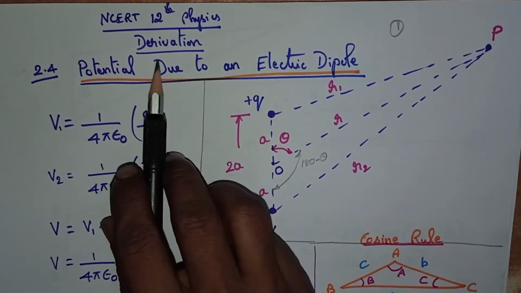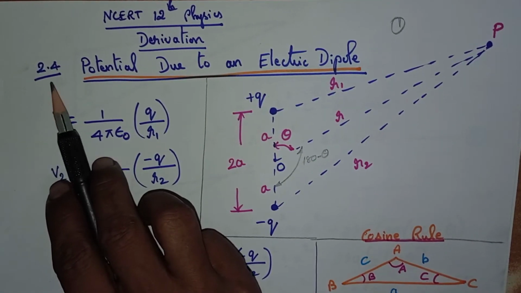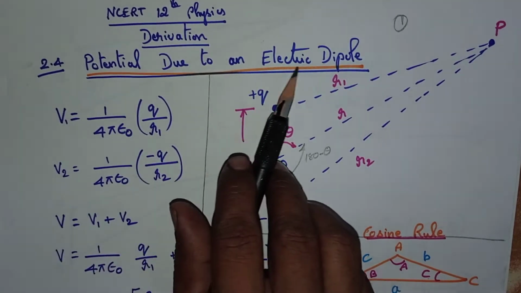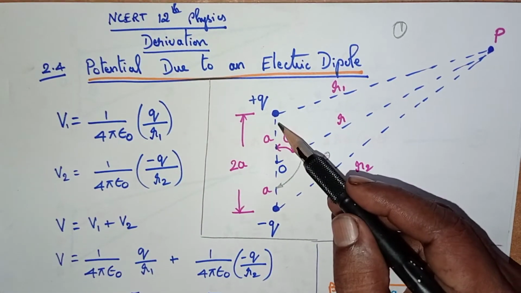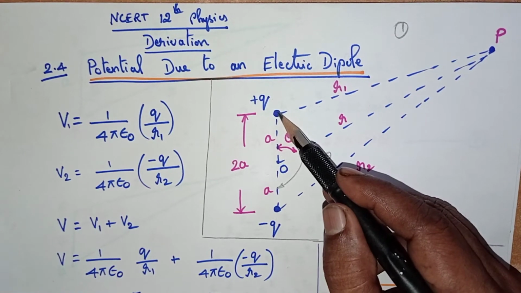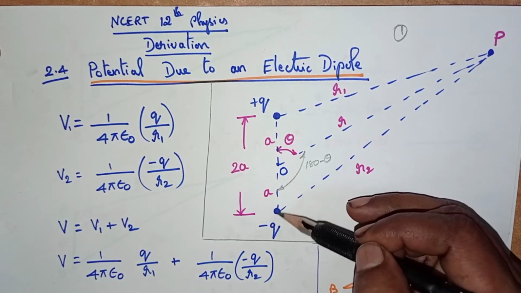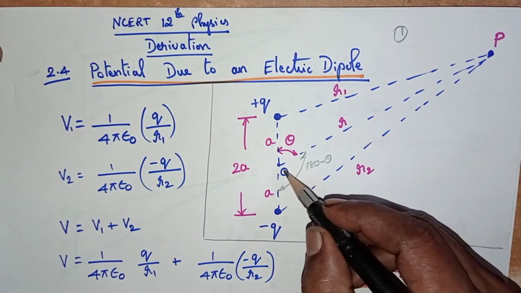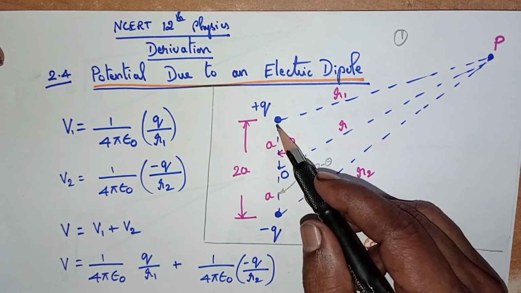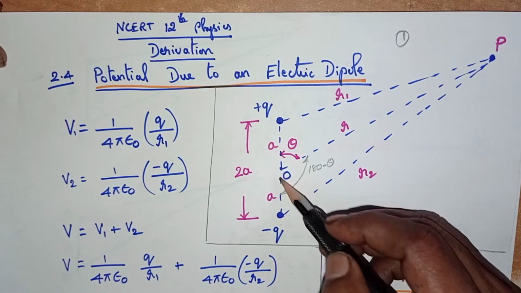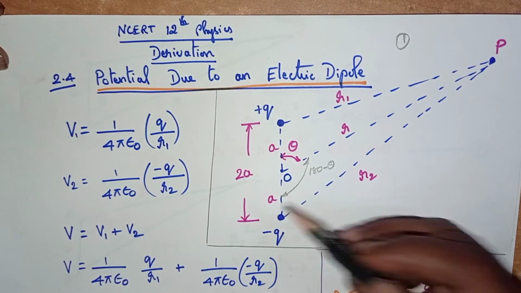NCERT 12th Physics Derivation 2.4: Potential due to an electric dipole. So we have plus q here and minus q. The distance between the two charges is 2a and this is the midpoint. So here the distance is a, and between these two points the distance is a.